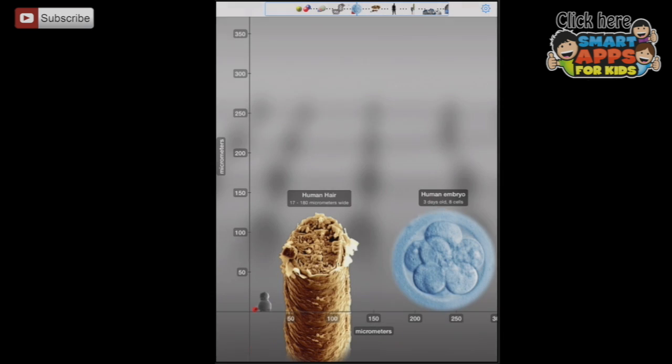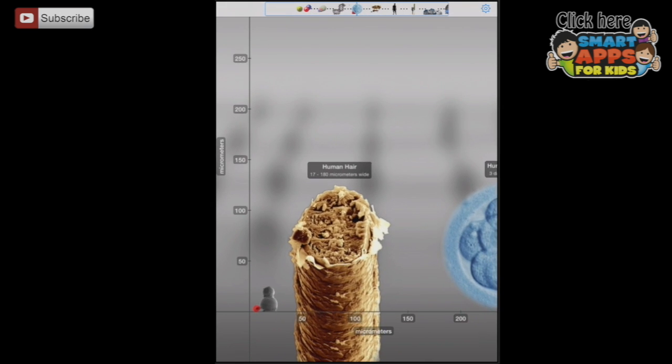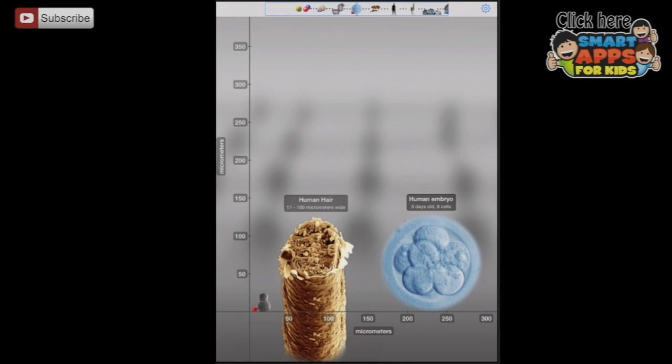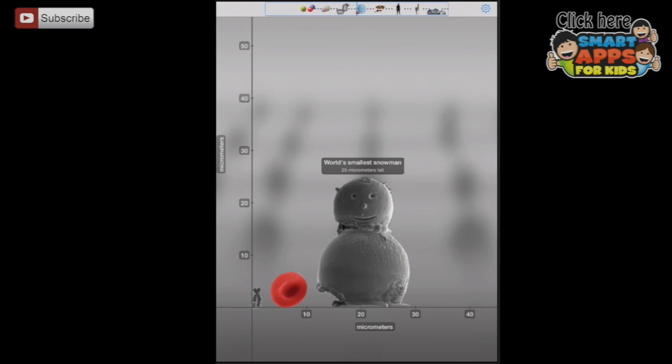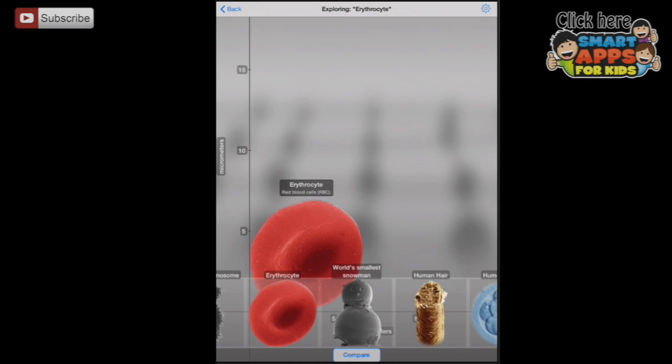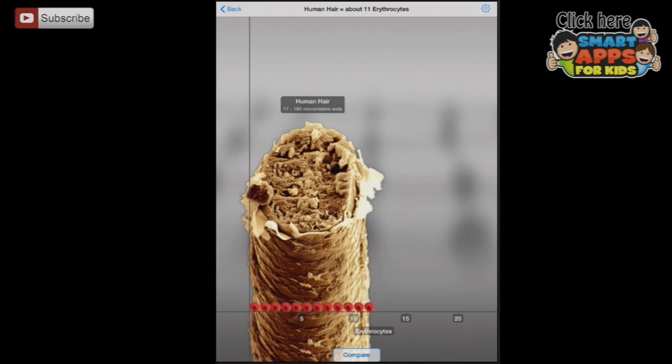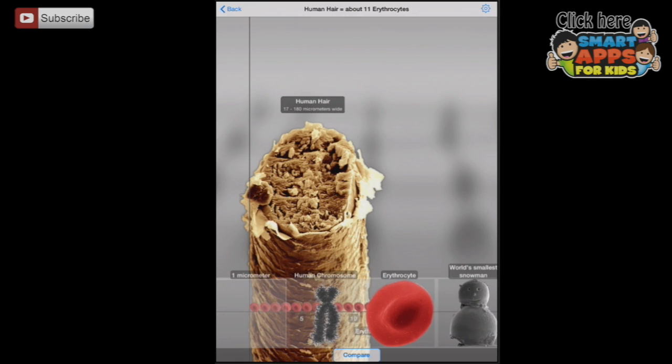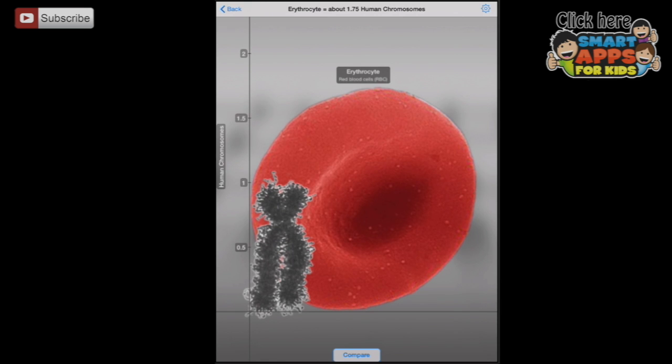Let's go down to the little. So let's go down to cells. So we have the human hair, which has been microscopically enhanced here, and the world's smallest snowman. But here's a red blood cell. So let's explore the red blood cells. A red blood cell. Let's compare it to a human hair. Human hair equals about 11 erythrocytes. So, I don't know, I thought that the red blood cells were probably a bit smaller than that. So, that's interesting to know. What else can we compare it to? How about a chromosome? Erythrocyte equals about 1.75 human chromosomes.